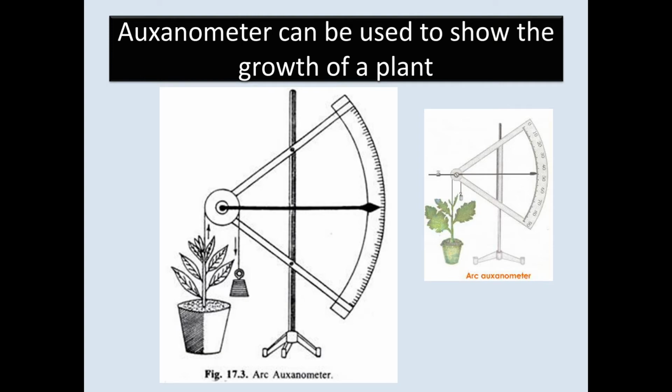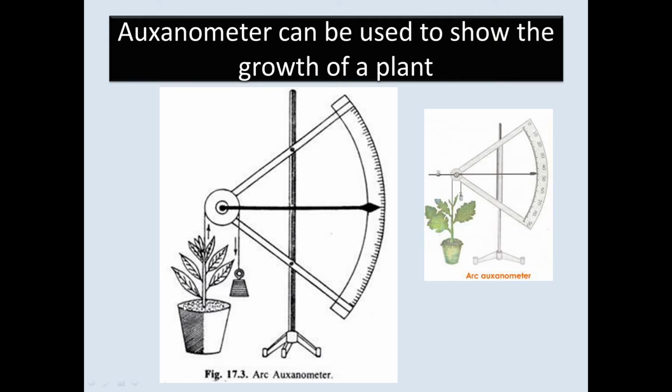As far as the animal growth is concerned, the animal growth is limited, but the plant growth is continuously happening. The growth rate of a plant can be measured by using a laboratory instrument called an auxanometer. What you see on the screen is an auxanometer. The growth rate of a plant can be measured by using this auxanometer. Here, there's a scale to measure the amount of growth, and this indicator shows the amount of growth. And the indicator is fixed on a pulley.